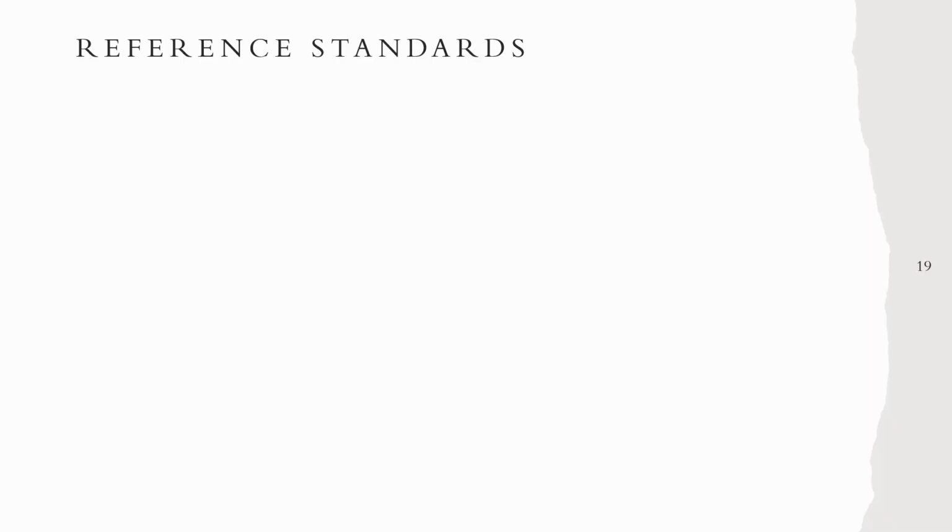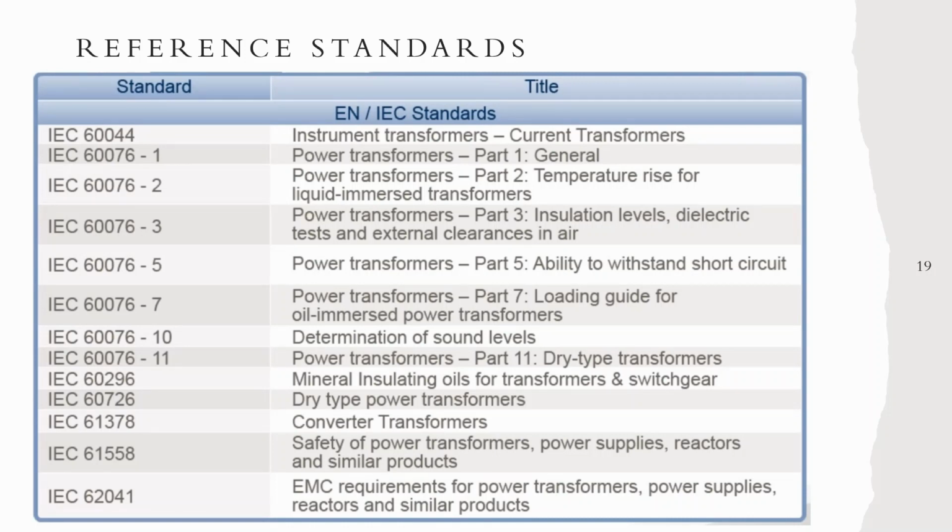Reference and standard, guys. This is all about standard. So these are our references. IEC 60044, instrument transformer, that is current transformer, down to IEC 62041, EMC requirements for power transformer. This is related to all the types of transformer.